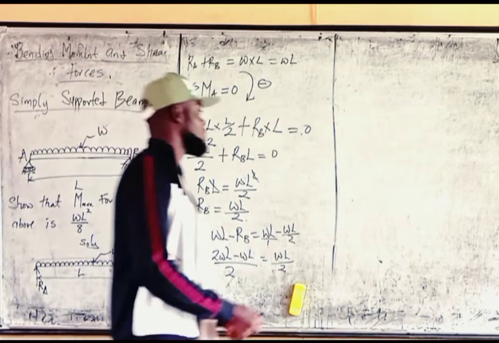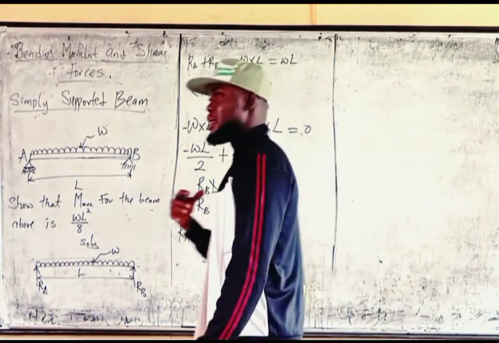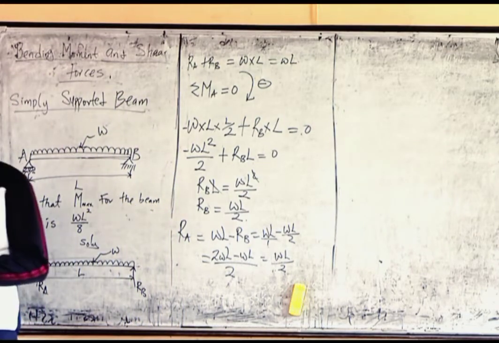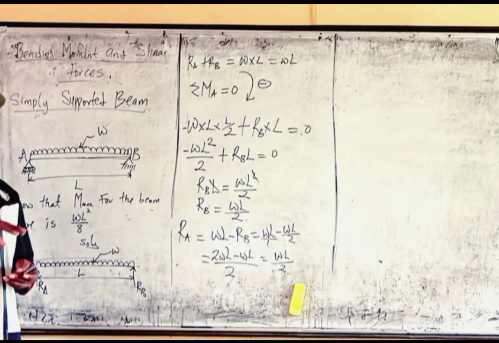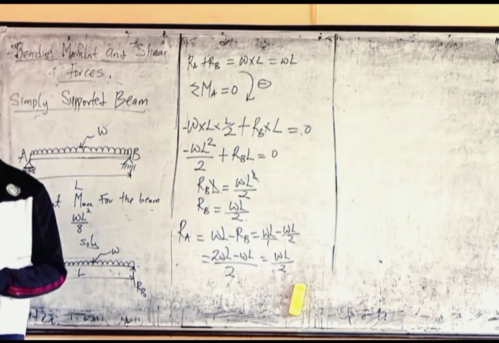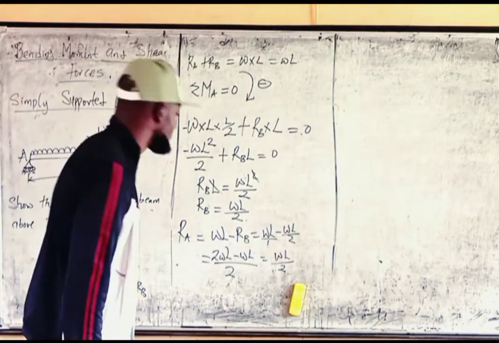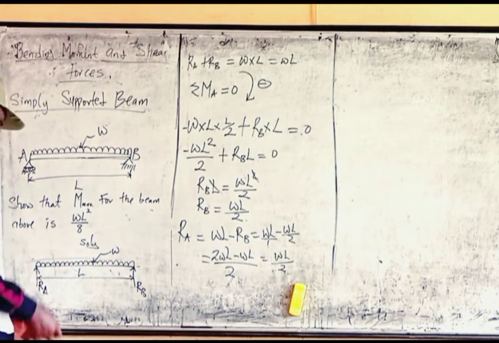So the next thing we're going to do now is to look for the bending moment. Now, where is the bending moment maximum? Actually, the bending moment is maximum where the shear force is 0. And where is the shear force 0? We don't even know where the shear force is 0. How can we get where the shear force is 0?